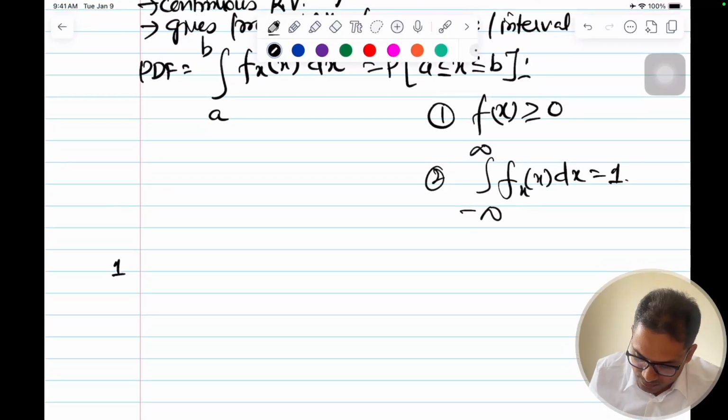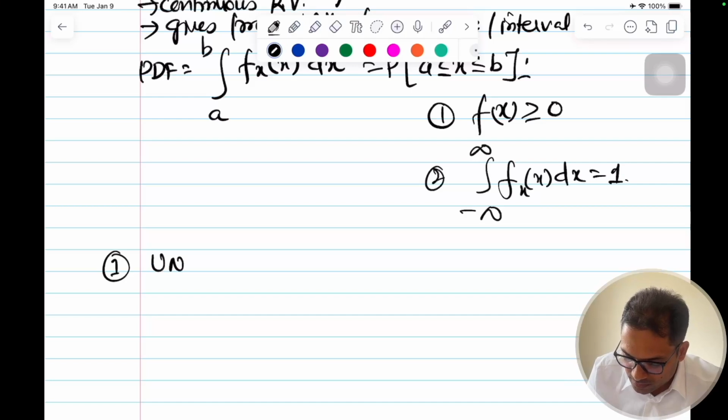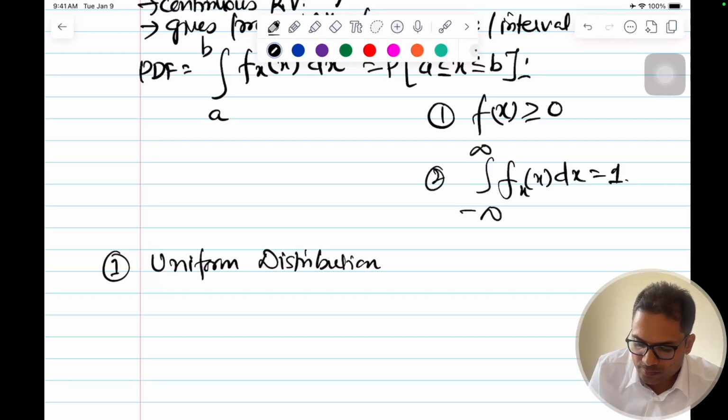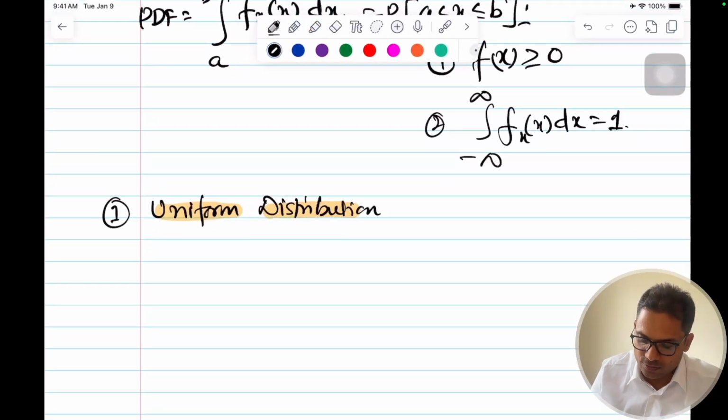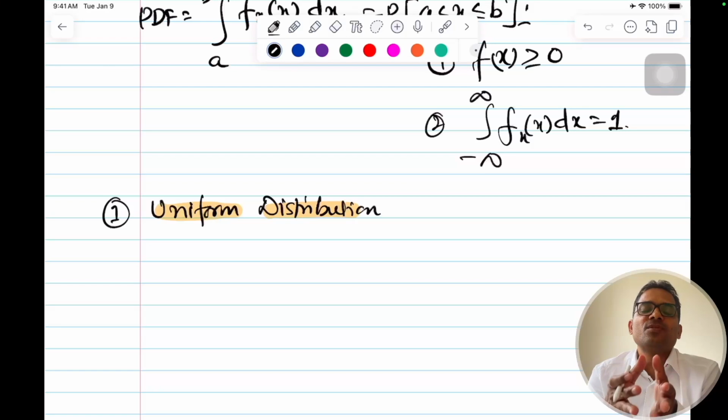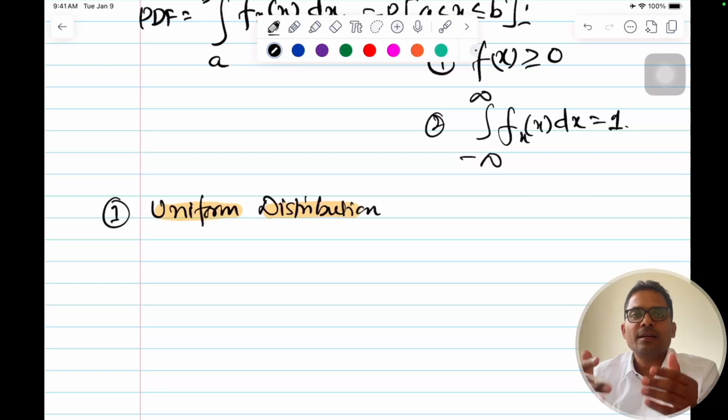So the first one is continuous uniform. Okay, uniform. I'll write it in small. Uniform distribution, very commonly used in machine learning. All outcomes within a given range are equally likely. It is also called fair distribution, that all the outcomes are equally likely.